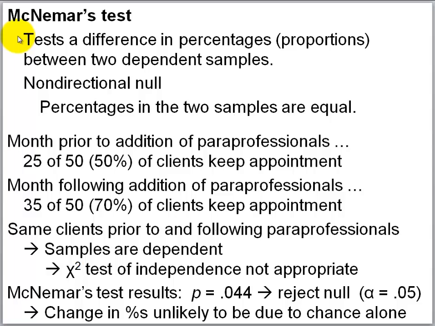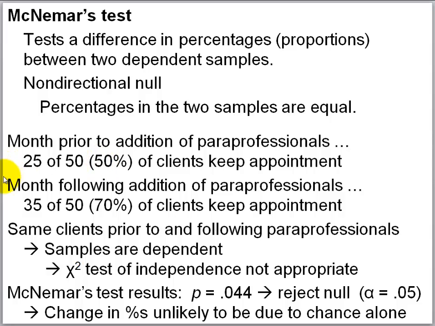McNemar's test tests a difference in percentages between two dependent samples. The non-directional null would be that the percentages in the samples are equal. As an example, suppose that you work in a medical clinic, and that in the month that precedes the addition of paraprofessionals to your team, 25 of 50 clients keep their appointments. So in other words, 50% kept their appointments.